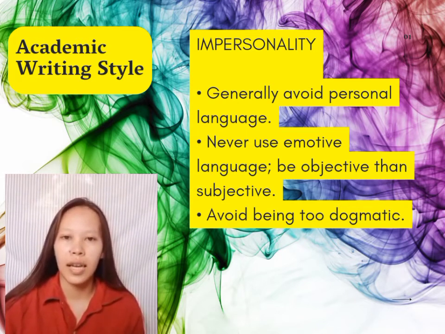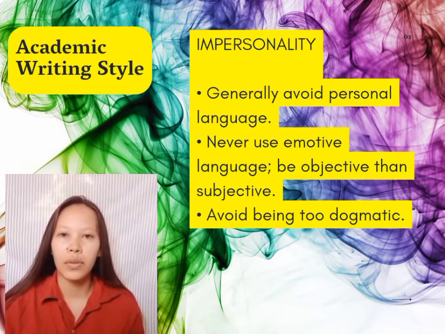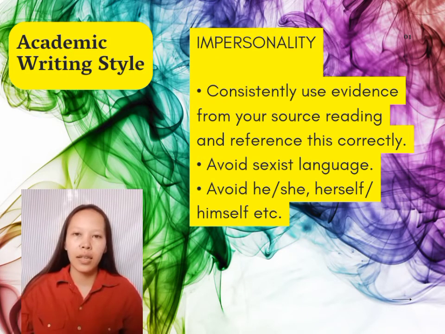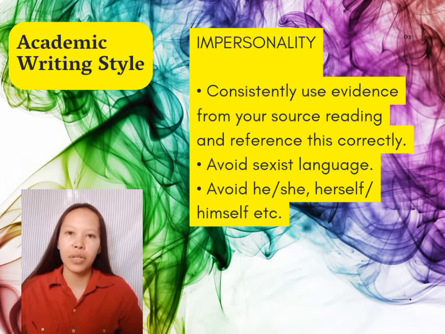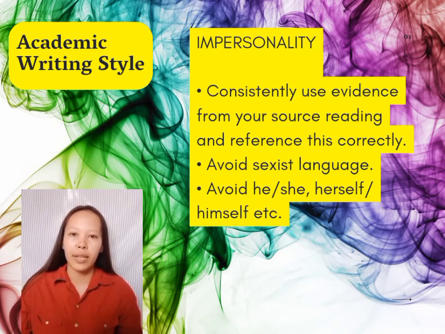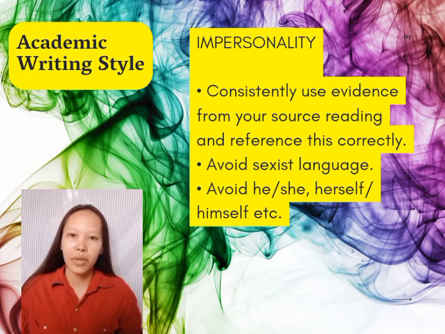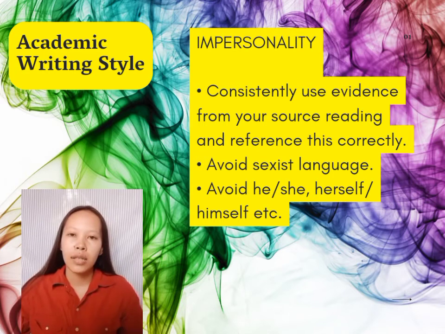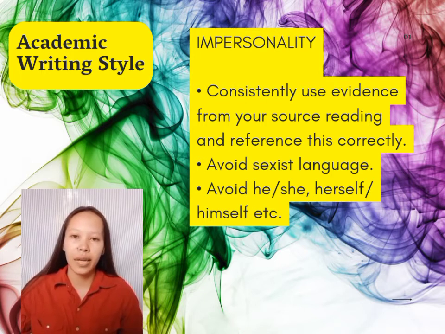Next is avoid being too dogmatic. You don't have to be like accusing someone. Next is consistently use evidence from your source, reading, and reference this correctly. Again, you need to cite your resources, including the author. This is to avoid plagiarism. Next is avoid sexist language and avoid he or she, herself, himself, and etc.